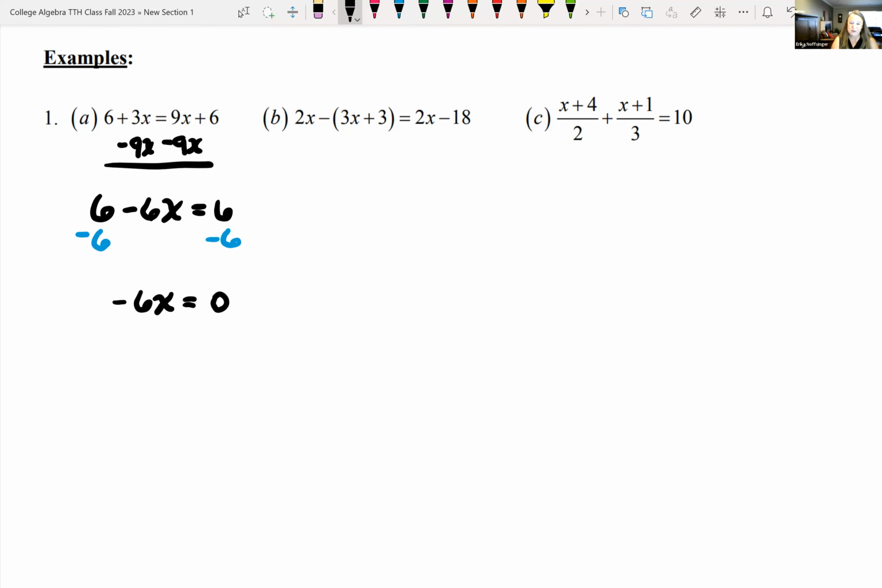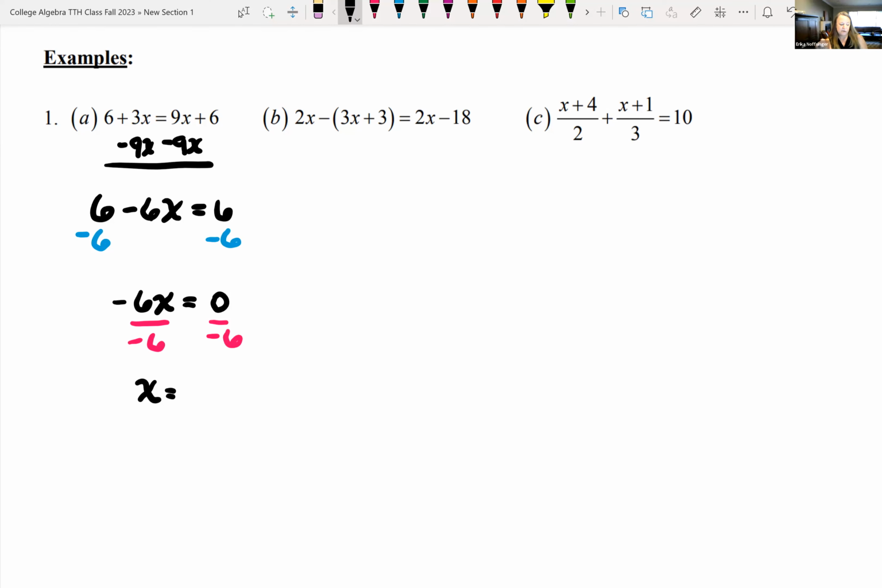So I want x equals, I don't want negative 6x equals. So I need to get rid of that coefficient in front of my x value. And I can do that now by dividing both sides by negative 6. So it's okay to have 0 in the numerator. We just can't have 0 in the denominator.